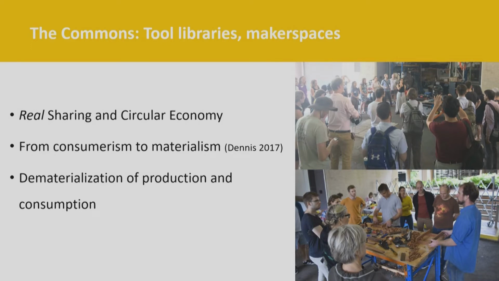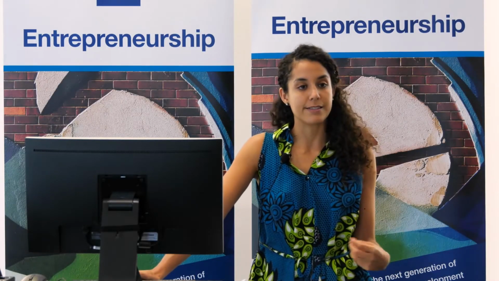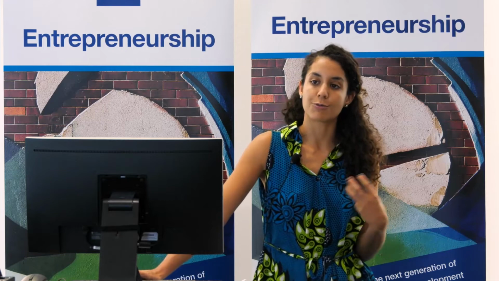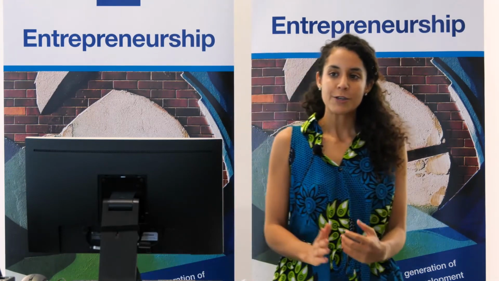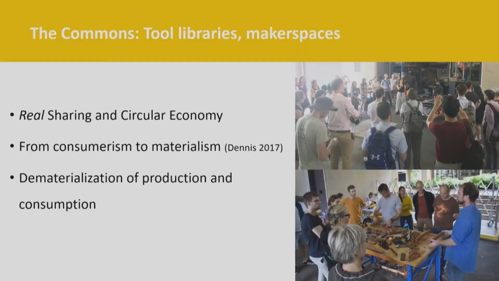We are trying through these commons to shift from consumerism to materialism. So Richard Dennis, who is an Australian author, defines consumerism as the love of buying, the love of purchasing things, and materialism as the love of materials. So he says that if we are all more materialist, then we would take care of our items and we would pass them to the next generation. So a good, healthy materialism needs to be reintroduced in our society.